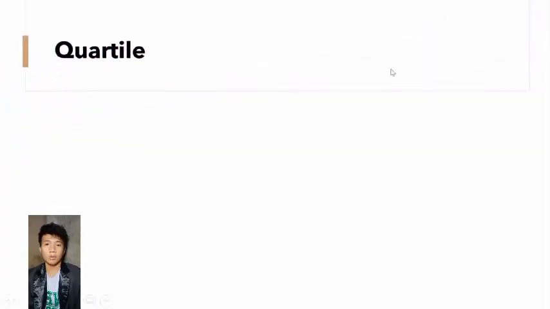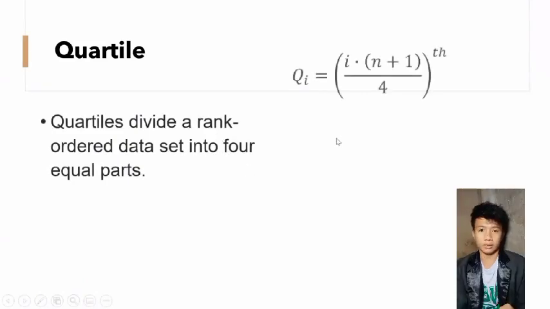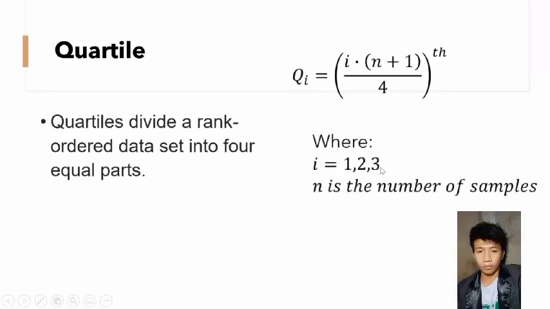So let's talk about quartiles in a group of data. Quartiles divide a ranked order data set into 4 equal parts. This is the formula for finding quartiles, where i is equal to 1, 2, 3, and n is the number of samples.